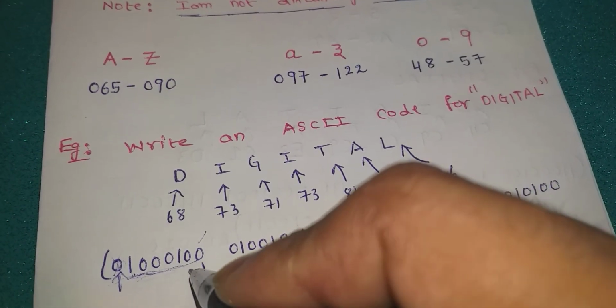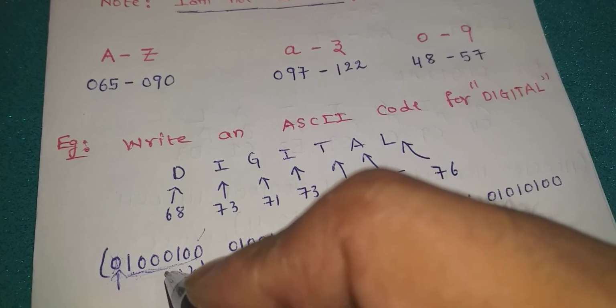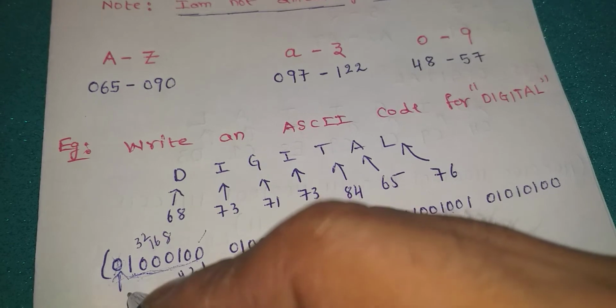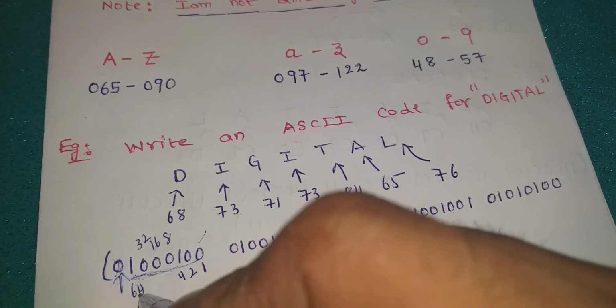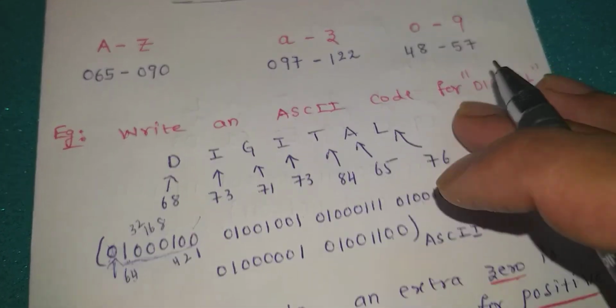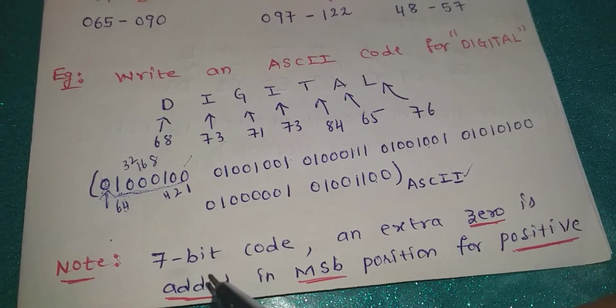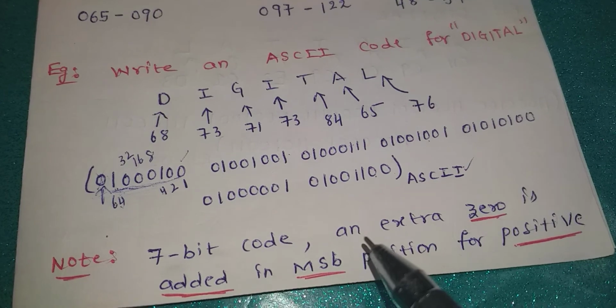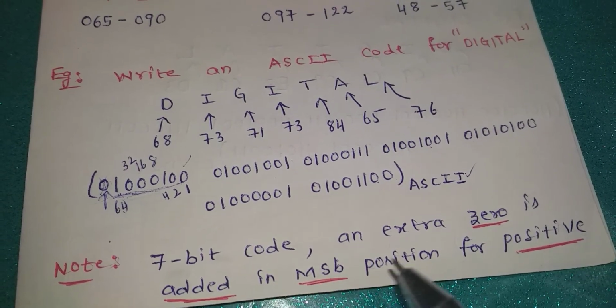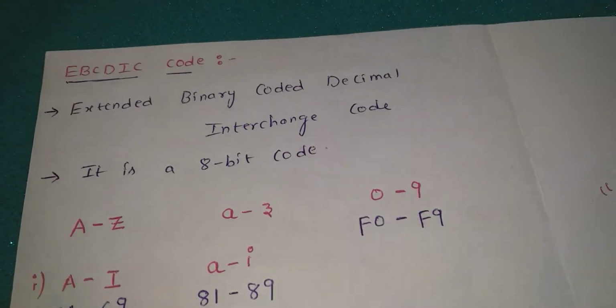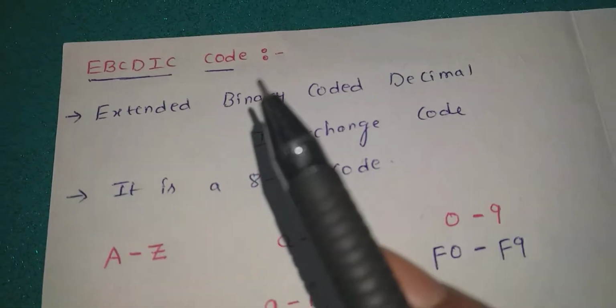If you want, you can cross check this. The weights are 1, 2, 4, 8, 16, 32, 64. Now if you observe, 64 plus 4 is 68. Now a very important note of what I have just said here: it is a 7-bit code, and an extra 0 is added in the MSB position for indicating a positive number. Is it clear?